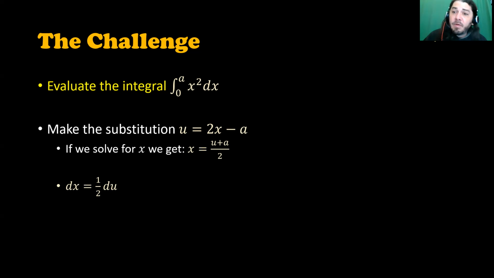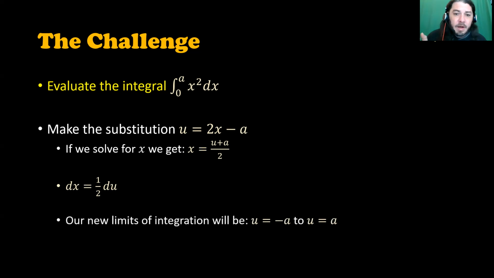And now here is the real reason I'm making this substitution. My new limits of integration will be from minus a to a. That's the big deal there. Okay, we'll see why this is a big deal. Basically, this is what is called a symmetric interval, and we'll be able to take advantage of parts of the function that are even and parts of the function that are odd.